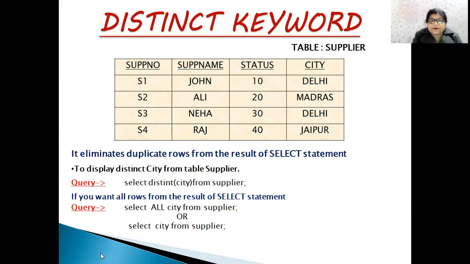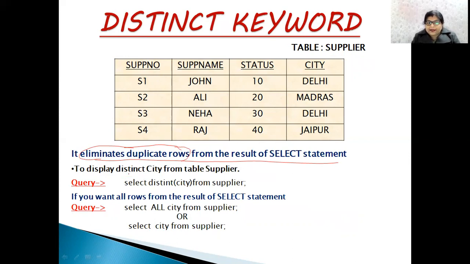Next is the distinct keyword. What is distinct? Distinct simply eliminates the duplicate rows from the result of the select command. What do you mean by this? It means if a value is repeated again and again, it eliminates that, and in the output it shows only one.